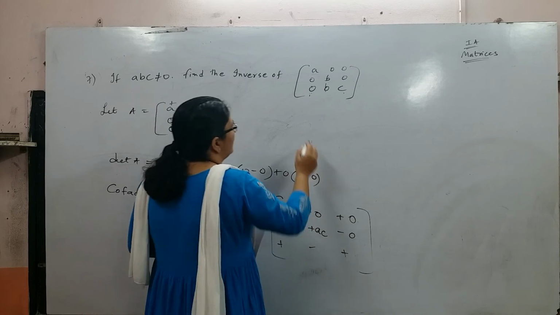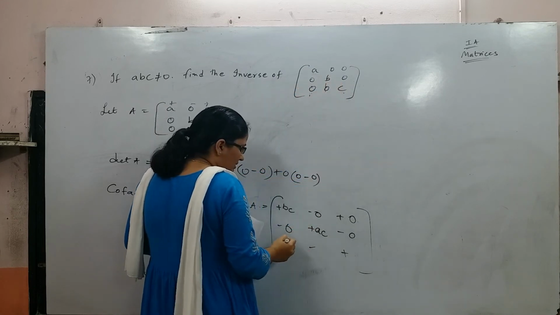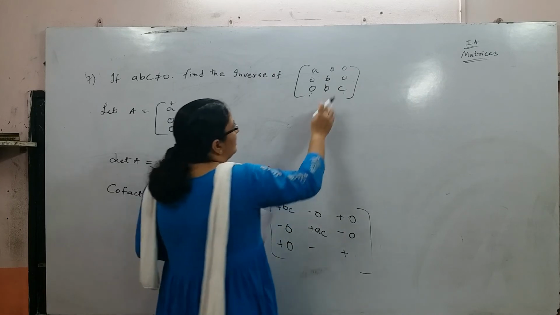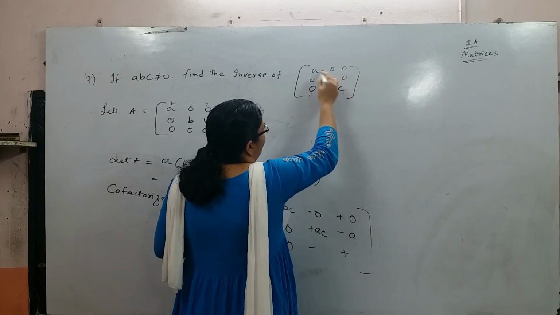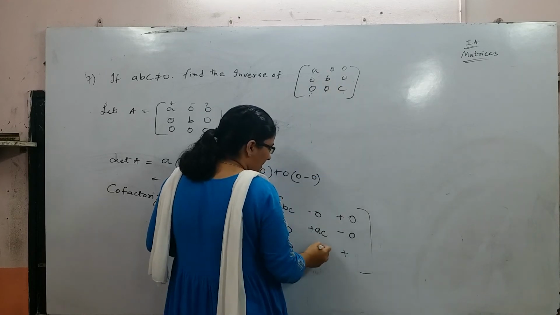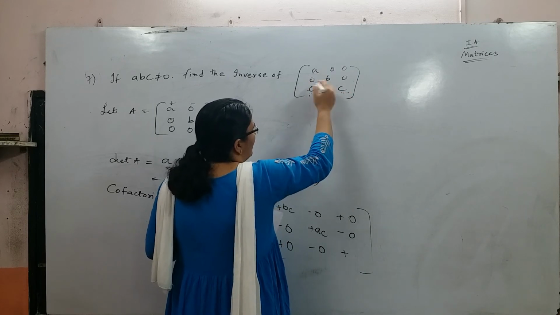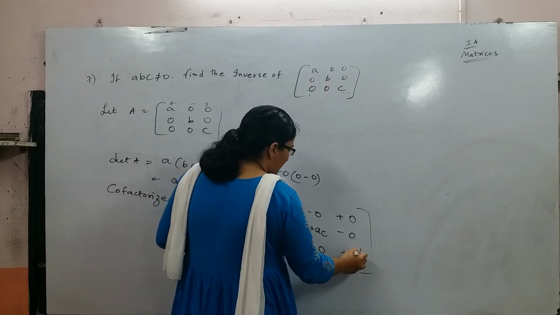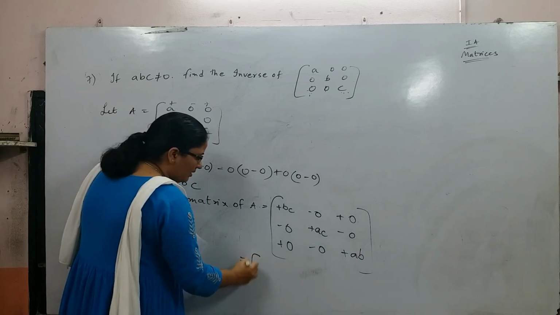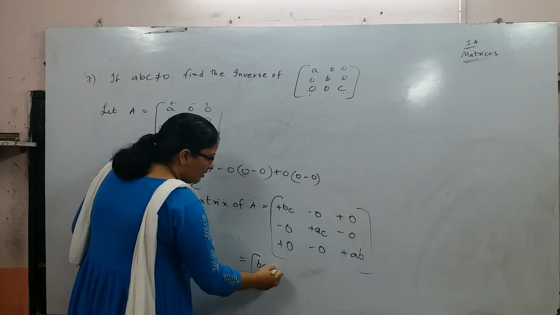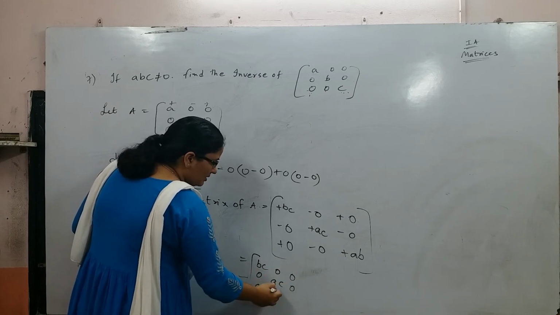Next, plus. Close this column, close this row, you get 0 minus 0, 0. Next, you have to close this column, close this row, you get 0 minus 0. For this element, close this column, close this row, you have AB minus 0. So you get AB here. So cofactorized matrix is equal to BC 0 0, 0 AC 0, 0 0 AB.